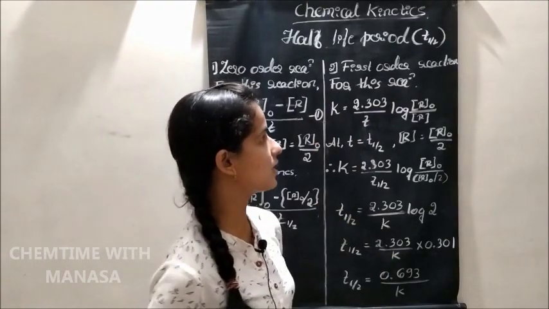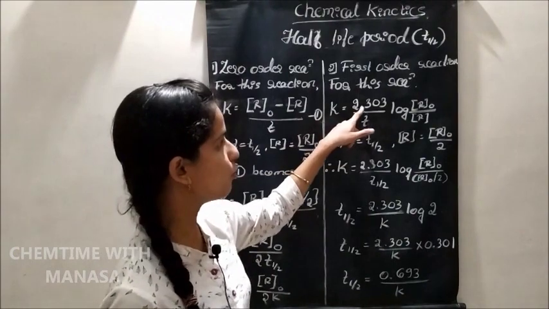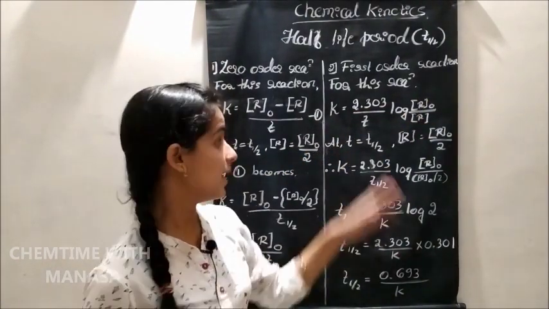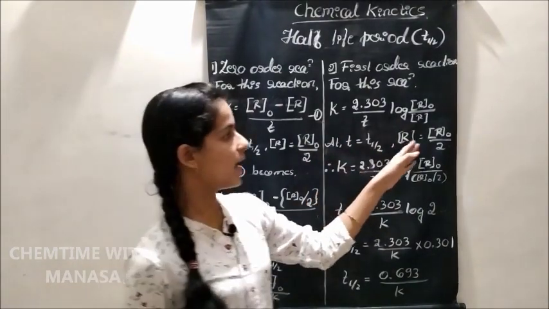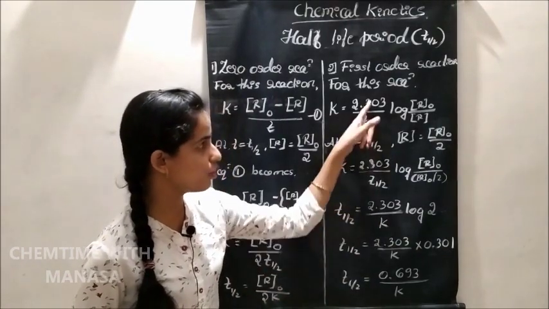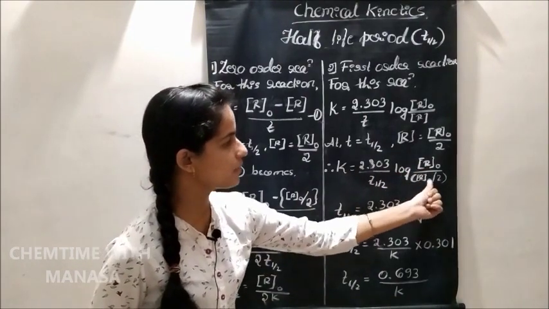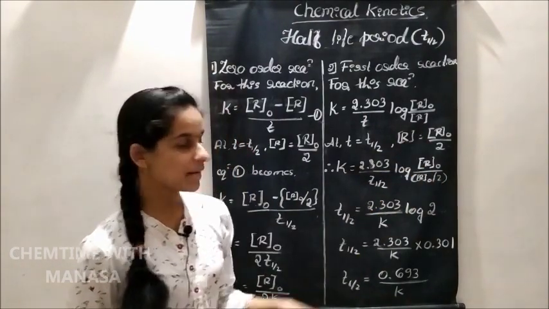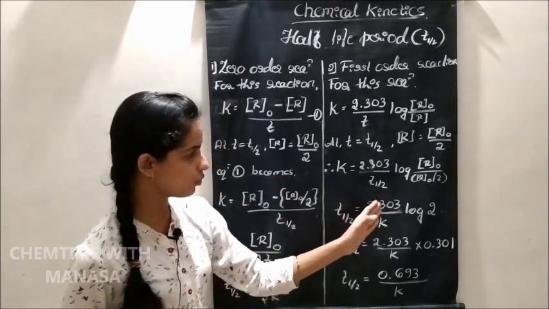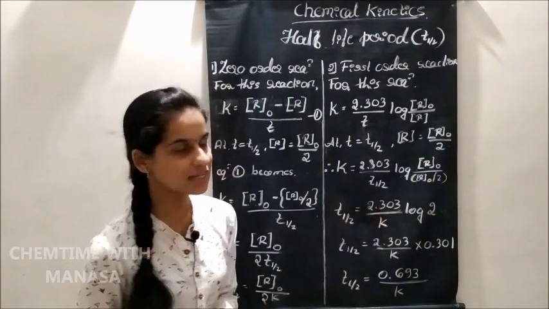Similarly, for a first order reaction, we know that the rate constant is given by K is equal to 2.303 by T into log R naught by R. At T is equal to T half, R is equal to R naught by 2. Therefore, K is equal to 2.303 by T half into log R naught divided by R naught by 2. On rearrangement and simplification, T half is equal to 2.303 by K into log 2. R naught gets cancelled out.